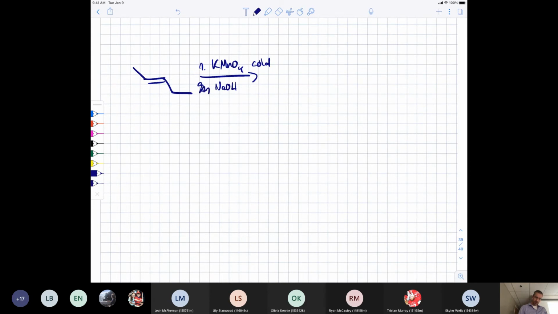No, this isn't step 1, step 2. I think this is all together. But it's cold. What this will do is it will add OHs to both sides. It'll add them both to the same side. And this is an example where the stereochemistry does matter. Syn addition would give you a different product than if it was anti-addition.